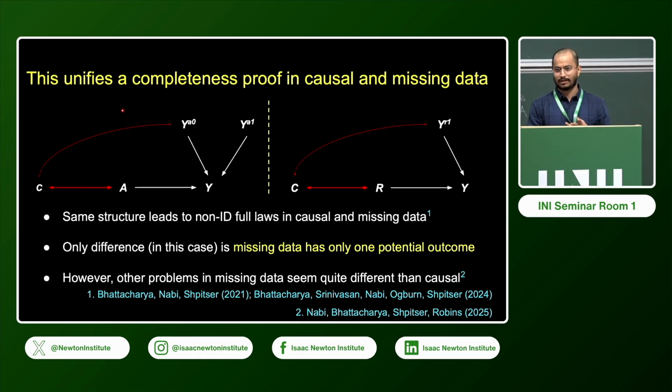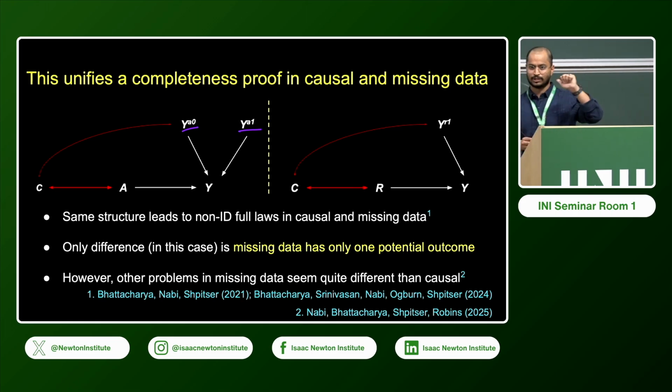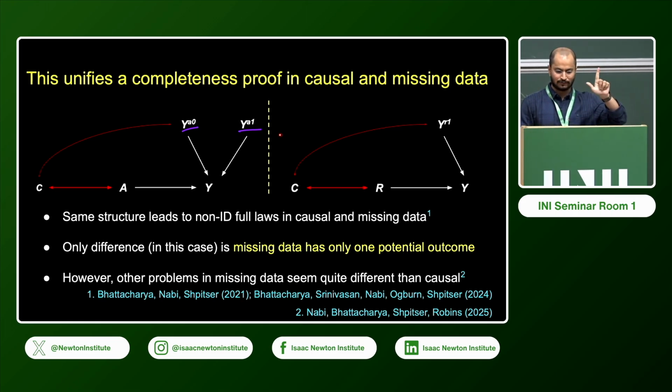There are interesting connections between causal and missing data, as we all know. This same structure of having a bidirected path to one of your children in the observed data ADMG is essentially the exact same criterion that leads to non-identification of the full law in missing data. Now, in causal, we have two counterfactuals, or at least two counterfactuals if you're dealing with binary data. What happens if you receive treatment? What happens if you don't receive treatment?